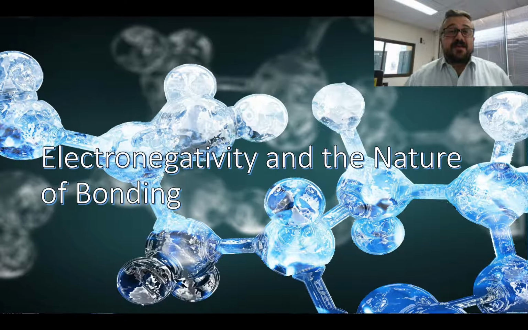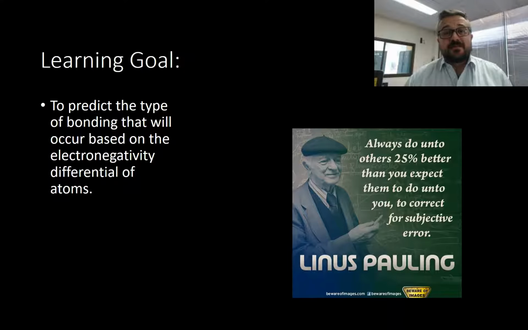Alright, chemists, let's look at electronegativity and how that affects bonding. So the goal of this lesson is to be able to use electronegativity to predict the type of bonding that's going to occur between two atoms. In that case, we're talking about the Linus Pauling scale, or the Pauling scale.